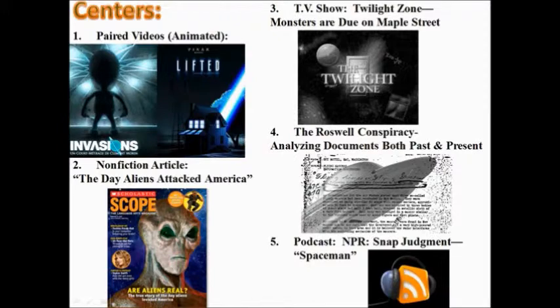In Center 2, students read a nonfiction article. In Center 3, students watched a Twilight Zone episode while distinguishing between stated and implied information. In Center 4, students analyzed documents pertaining to Roswell, each one offering different information about what happened that day, so that students could draw their own conclusions. In the final center, students listened to a podcast that gave the testimonials from 3 witnesses of UFO sightings, where students had to make inferences based on what information was given.